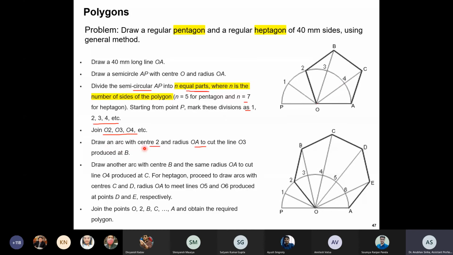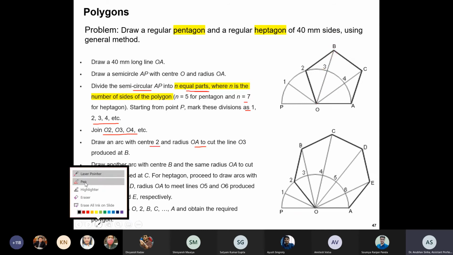Now take center 2. Center is 2 and radius OA. OA is your radius, keep that fixed. See, this OA will be equal to 2B, right? These are the sides of the pentagon. So take that radius from 2 and draw an arc here. Now that arc should cut this line. So from 3 make a line which is going up, and that line should be cut by an arc like this. Let me draw it.